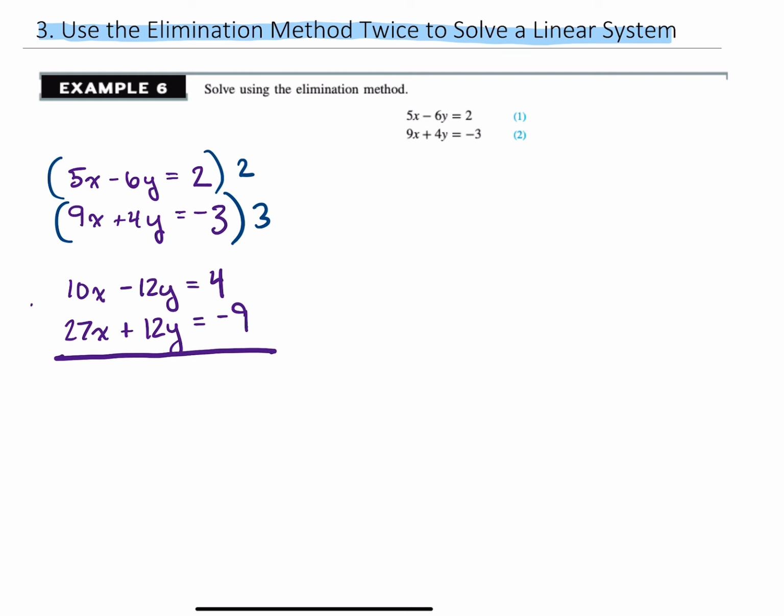So now let's add these together. 10x plus 27x will be 37x. Our y's will cancel, which is what we wanted. Negative 12y plus 12y is 0y. So that gets eliminated. And then 4 minus 9 is negative 5. So then let's divide both sides by 37. So x will equal negative 5 over 37. So we get one part of our solution.